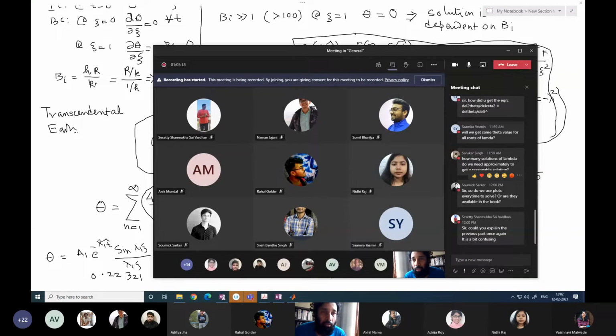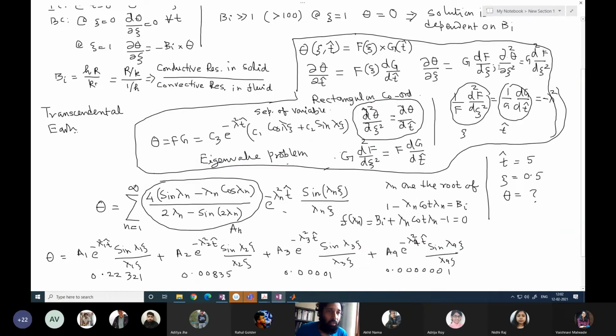Do we use plots every time to solve, or are they available in the books? Those are available in the handbooks. Could you explain the previous part once again? It's a bit confusing. Okay, let me go over it again.